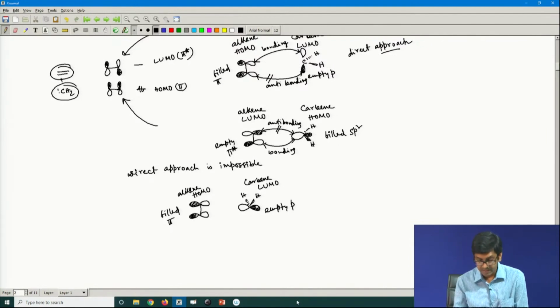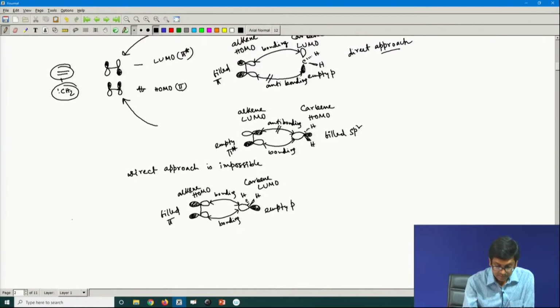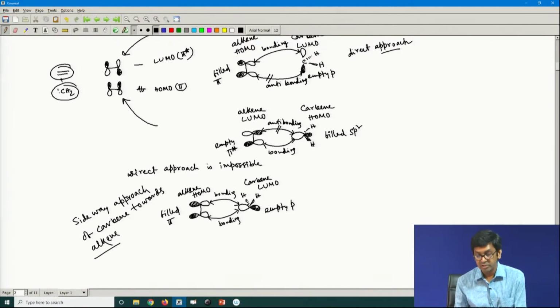Like earlier we have seen, the empty p orbital is the LUMO for the carbene, and you see that it is nicely giving the bonding interactions in both cases. Okay. And this is called the sideway approach of carbene towards alkene. So, the direct approach is not possible, but the sideway approach is possible. You see it is nicely giving bonding interactions.